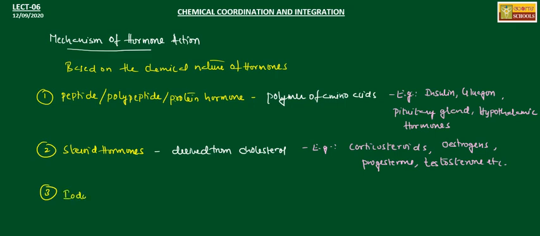The next group of hormones are iodothyronines. These iodothyronines are derived from iodine. Examples of this group include those hormones from the thyroid gland. So thyroid hormones are examples of iodothyronines.